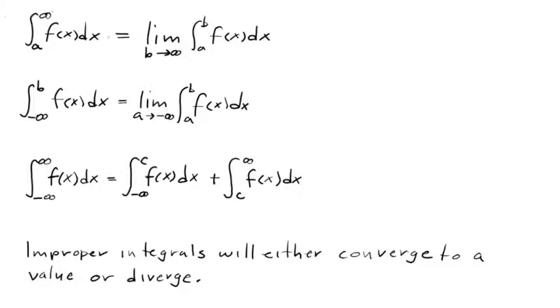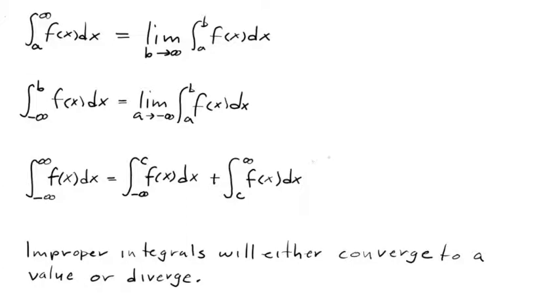Alright, so we can have an infinite bound on the top, or we can have an infinite bound on the bottom. Alright, in which case you simply take the limit for the bottom bound. Or we could have an antiderivative that's bounded on both ends. And if it's bounded on both ends, we can't do a double limit. So you have to find some place in between negative infinity and positive infinity, just some place to break it up so that we only have one bound on either integral. Alright, now improper integrals will either converge to a value or they'll diverge.